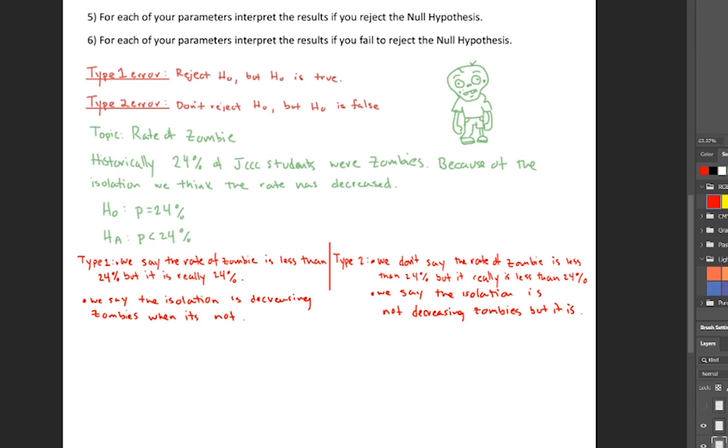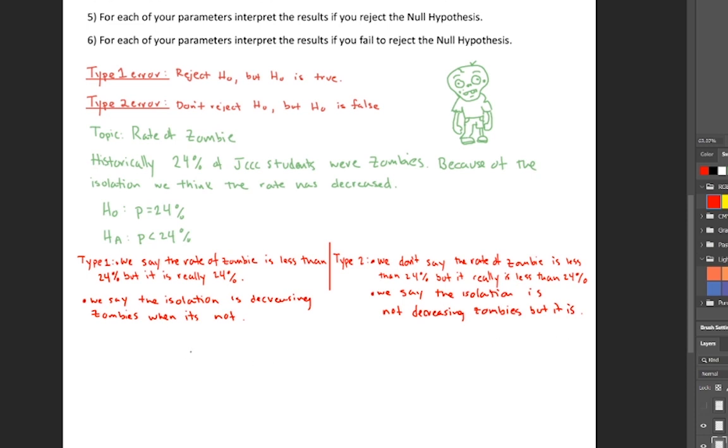Let's connect the real-world interpretation of these types of errors to these sort of technical conclusions that we made already. So a type 1 error in this case would be if we say that the isolation is actually decreasing zombies when it's not. And a type 2, we would say that the isolation is not decreasing zombies, but it really is.